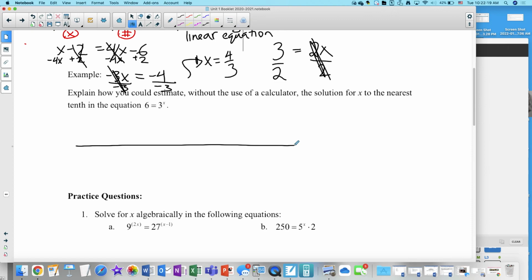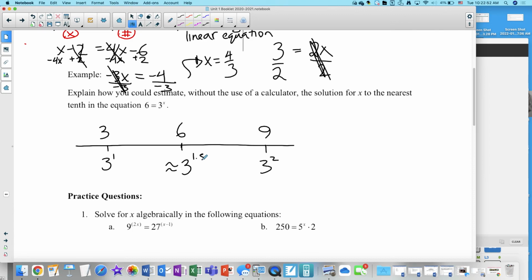So approximately, what do you think the exponent would be? Yeah, 1.5. This is approximately 3 to the 1.5. So if I'm approximating, I start with this, 6 equals 3 to the x. I can say, okay, 3 to the 1.5 is approximately 3 to the x. And I conclude that 1.5 is approximately x.